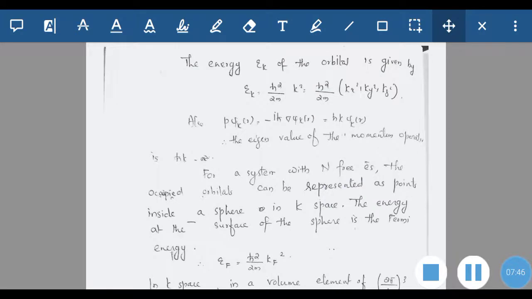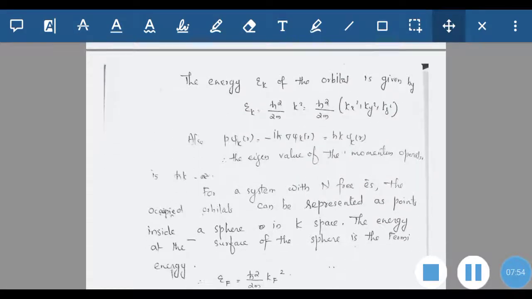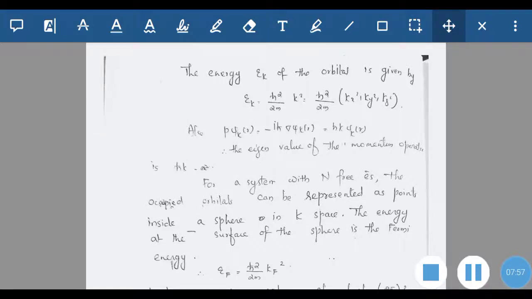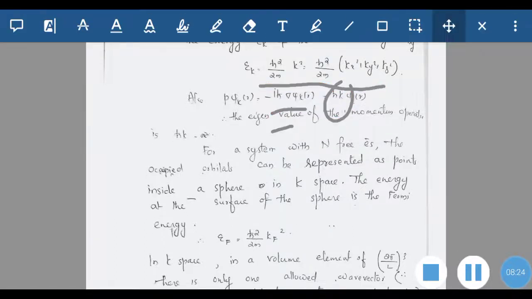Now the solution of this Schrodinger equation gives the energy: the energy epsilon k of the orbital is given by epsilon k is equal to h cross square by 2m into k square, that is equal to h cross square by 2m into kx square plus ky square plus kz square. And suppose we apply the momentum operator p to psi k of r, the operator corresponding to p is minus i h cross del, acting on psi k of r, that gives h cross k, and the eigenvalue of the momentum operator is h cross k times psi k of r.